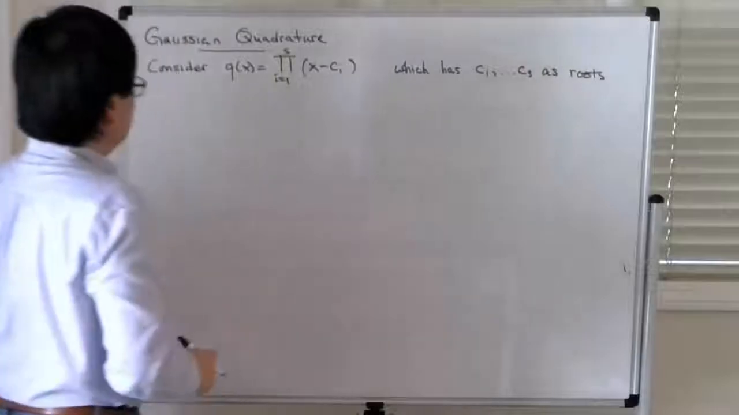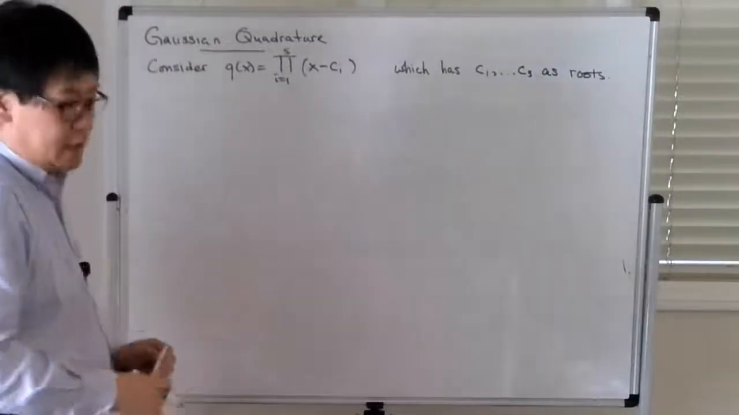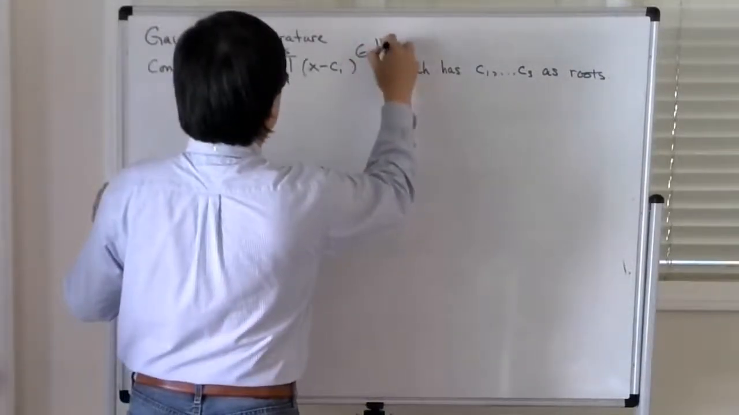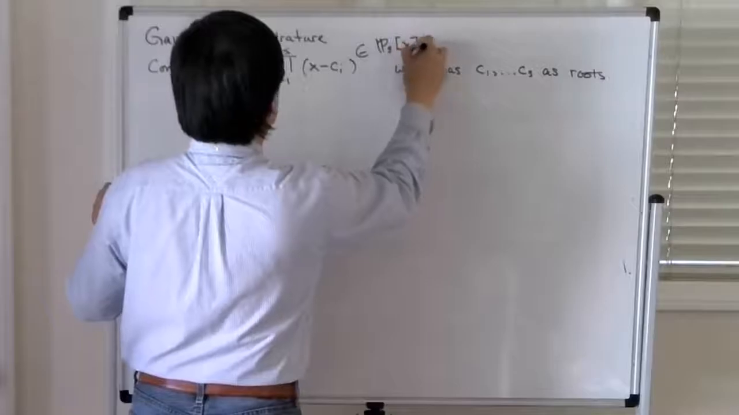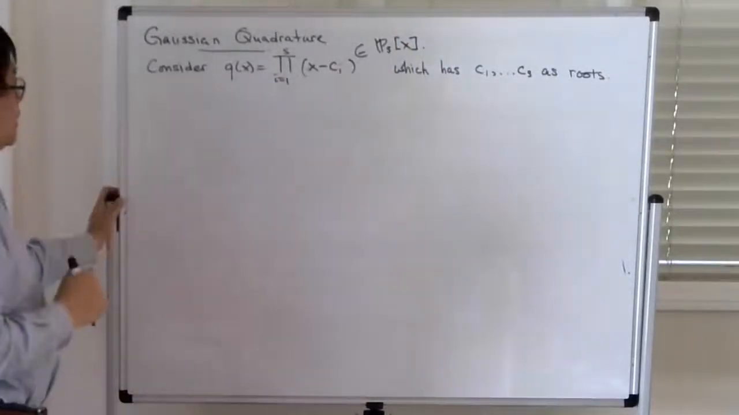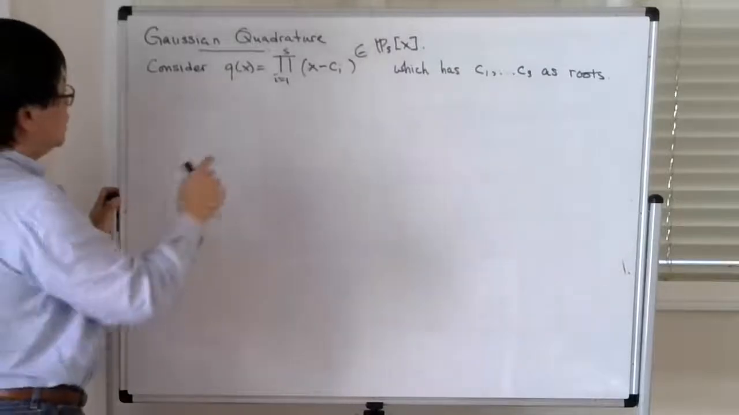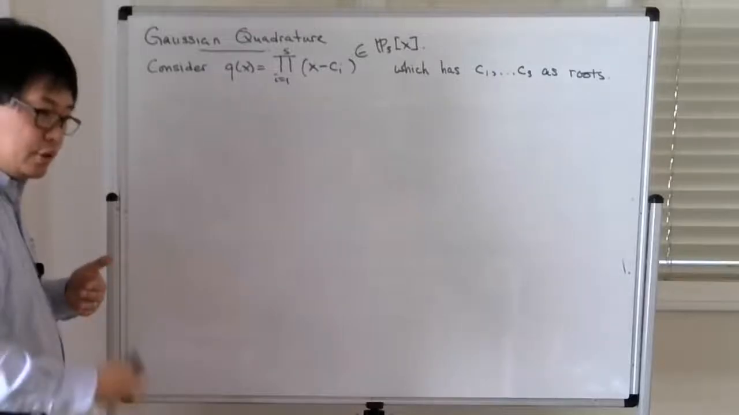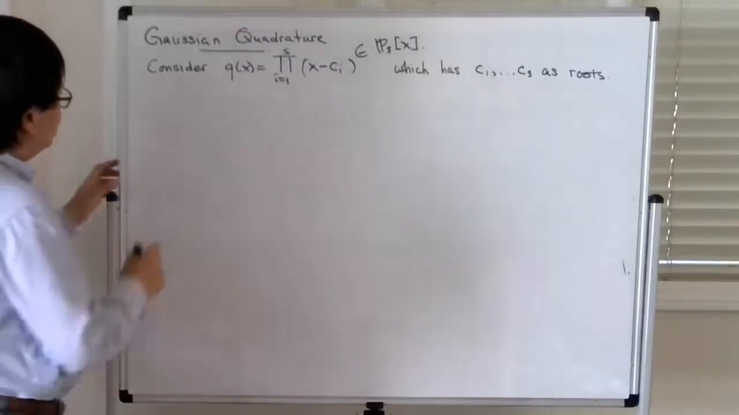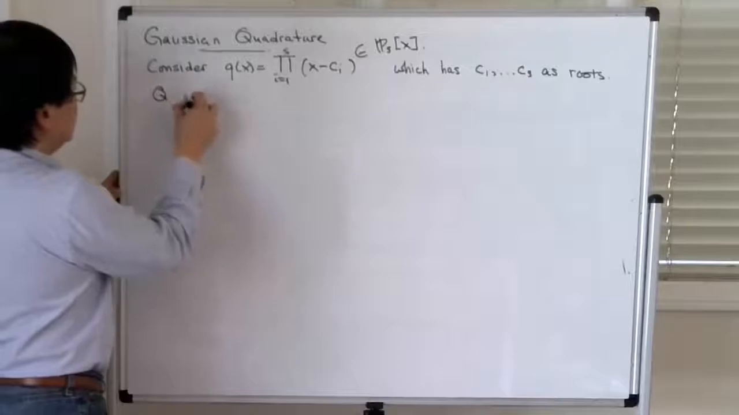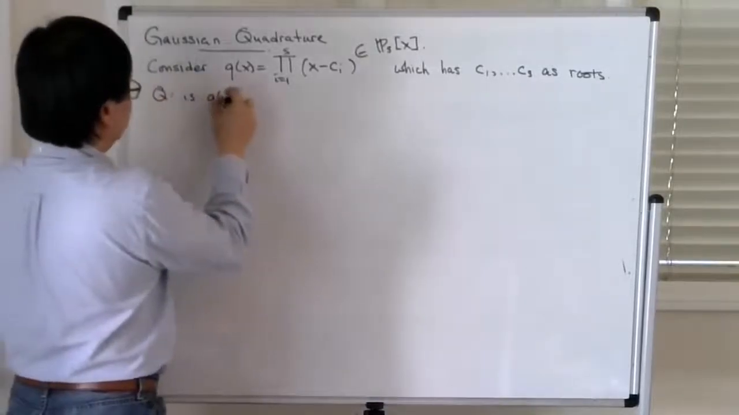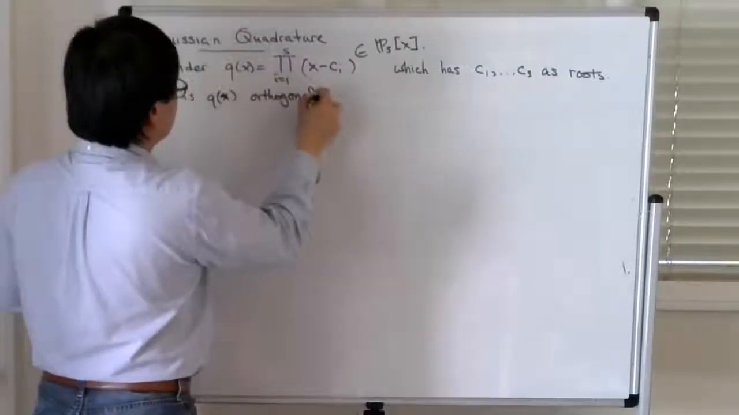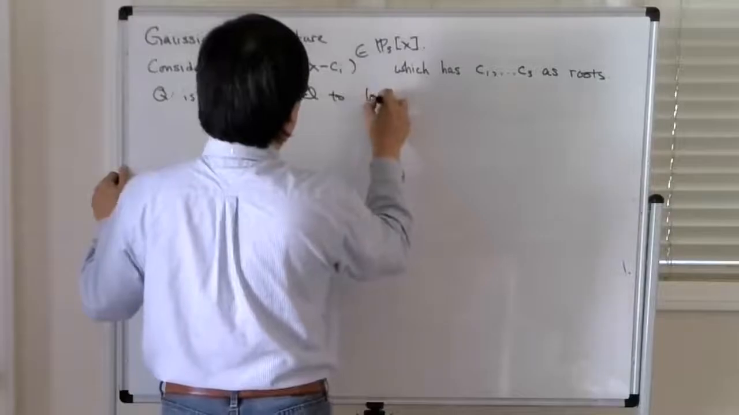Okay. All right, so this is a polynomial of degree s in x. All right, so you can ask whether or not this polynomial of degree s is orthogonal to all the lower degree polynomials, right? So one question is: is q of x orthogonal to lower degree polynomials?